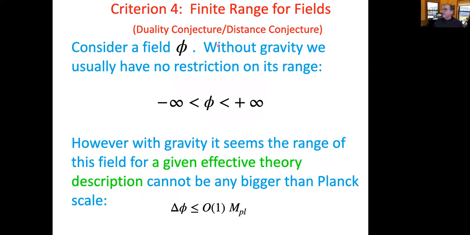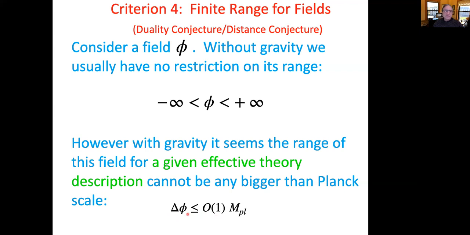Okay, so I'm going to talk about the fourth criterion, the fact that the range of the fields for scalar fields is finite. Consider scalar fields phi. Without gravity, we usually have no restriction on its range. Usually you can have, for example, a real scalar field going from minus infinity to plus infinity. However, with gravity, it seems that the range of the field for a given effective theory description cannot be any bigger than the Planck scale. So if you use Planck units, the range of the field is of order 1 in Planck units.